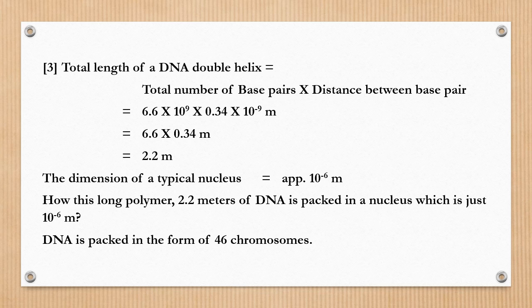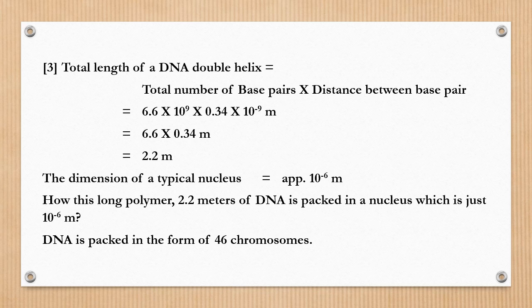Now we are given that in human chromosomes in haploid condition there are 3.3 into 10 to the power of 9 base pairs, and in diploid content, that means in 46 chromosomes, 6.6 into 10 to the power of 9 base pairs are present. And we already said that the distance between two consecutive base pairs is 0.34 into 10 to the power of minus 9 meters.